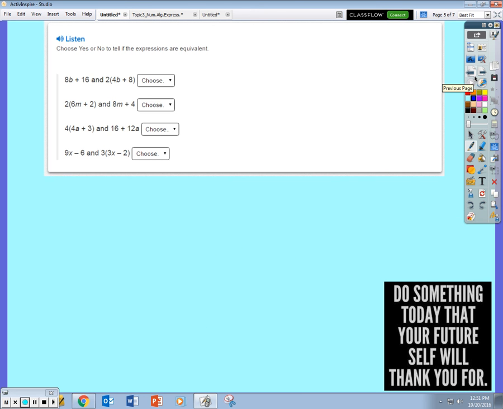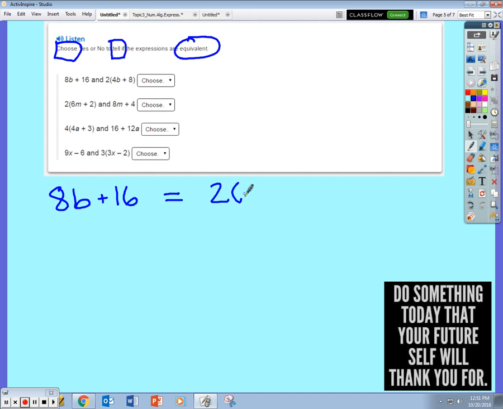It says, choose yes or no to tell if the expressions are equivalent. 8b plus 16. Is that equal to 2 times 4b plus 8? A couple of ways I can approach this problem.